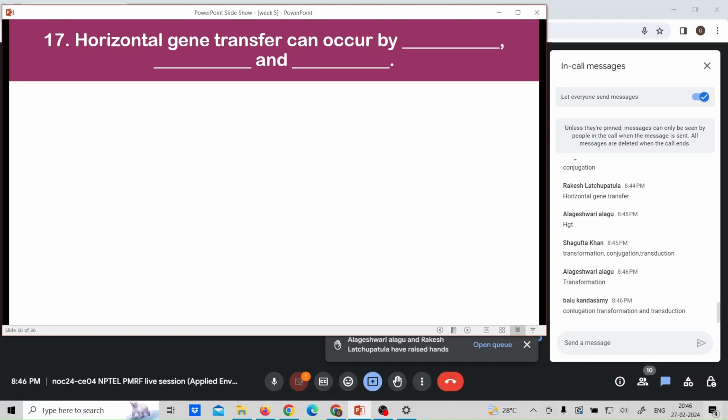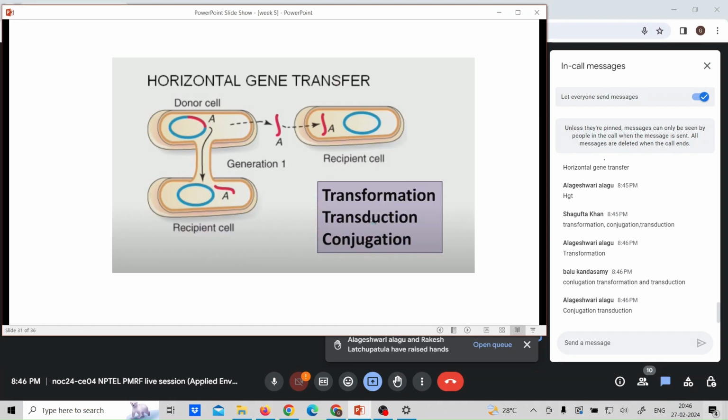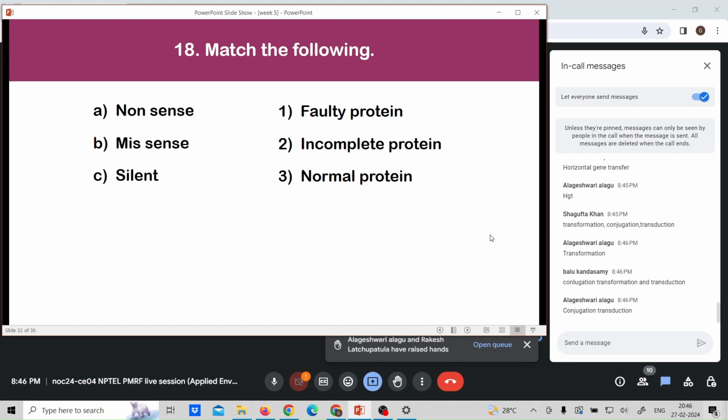Great. That's the right answer. It's conjugation, transformation, and transduction. So this is what horizontal gene transfer is basically. You have a donor cell and a recipient cell, and the gene transfer happens, and there are three methods of it.